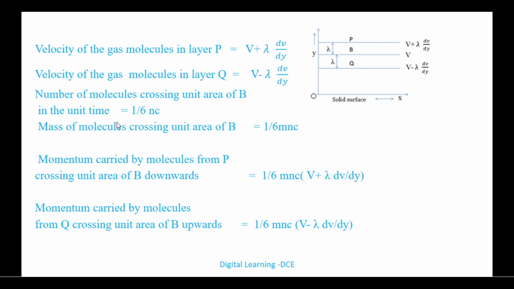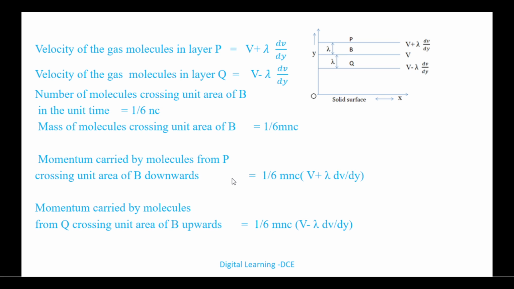Hence, on average, the number of molecules crossing unit area of B in unit time is 1 by 6 of Nc. And the mass of the molecules crossing unit area of B is given by multiplying this term by m, so we get 1 by 6 mNc. This amount of mass will cross unit area of layer B.